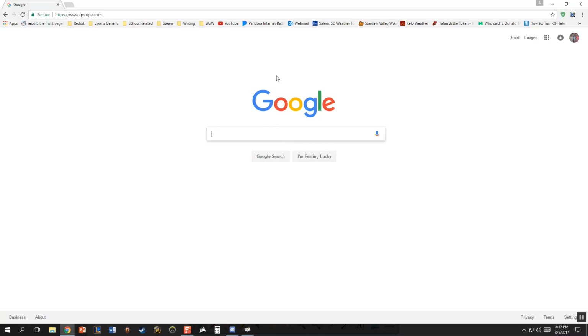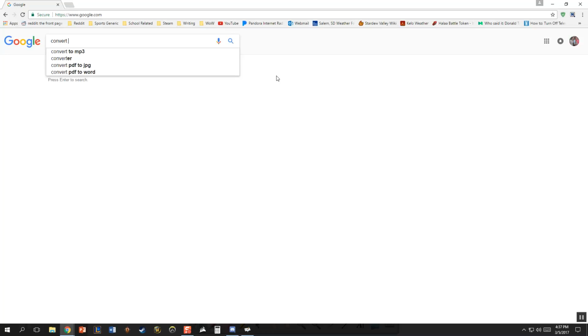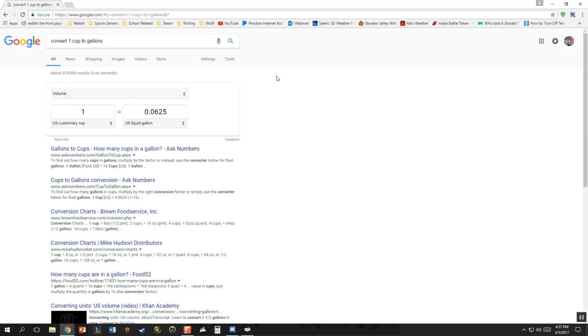And when you go to Google, what I want you to do is type in the magic math word, which is convert. And when you do conversions, it will be able to help you figure out the conversion from one thing to the other. So I want to convert 1 cup to gallons. And I push enter. And it's going to give me a decimal. 1 cup is equal to 625 thousandths gallons.